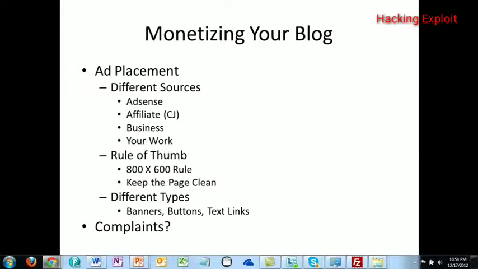Okay, so you want to use different sources in order to monetize your blog: AdSense, affiliate, things that you're doing, your opt-in, different advertisements for different things on your actual page. Now a rule of thumb is that you want to make sure that your blog page is clean. The rule of thumb is that for every time you scroll 800 by 600 you should see one ad, and you want to make sure that you don't overdo the advertisement.